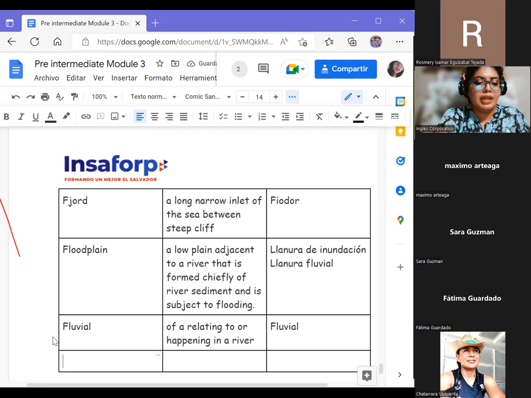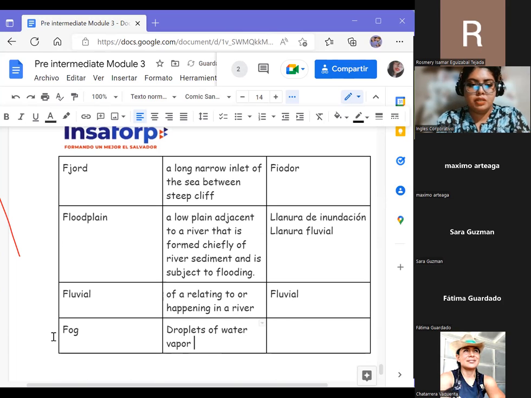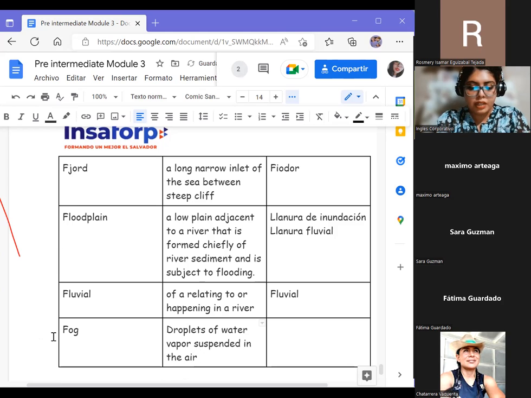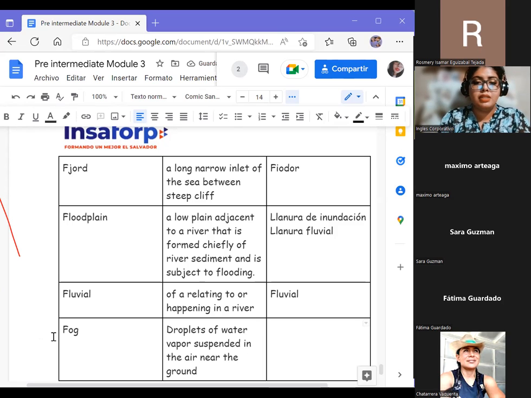Then we have the next one, that is fog. And it means droplets of water vapor suspended in the air near the ground. And in Spanish, this means niebla.